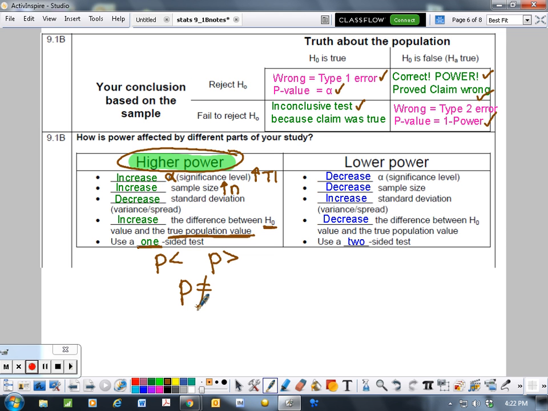So how do we lower power? Again, this is what we don't want. We don't want to lower our power. That's going to increase our type 2 error. Decrease our alpha, which decreases type 1 error, because alpha is type 1 error. Decrease sample size. So these are all opposites of what's in green over there.